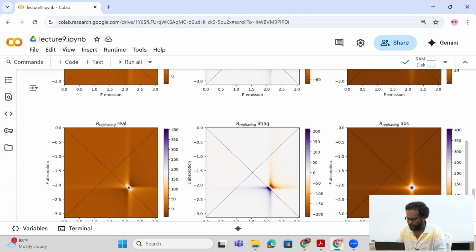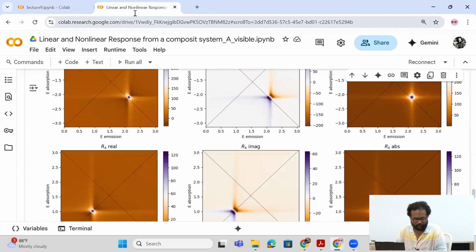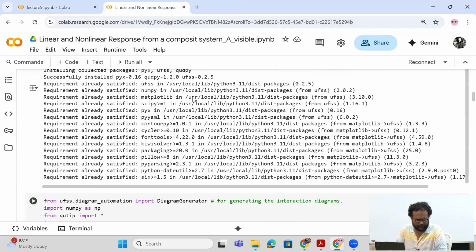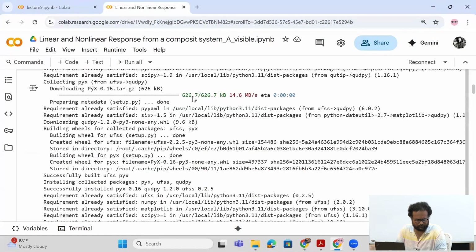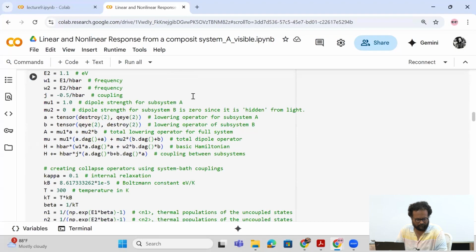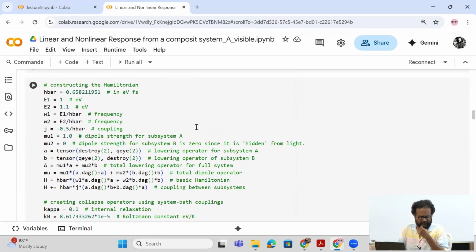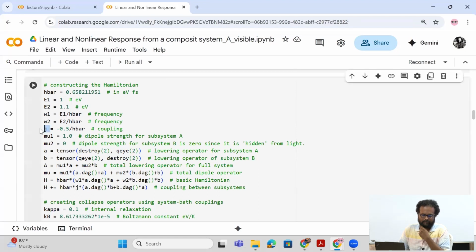Now I want to quickly go to something else. Here what I want to do, I'm going to change my system now. Now I consider two oscillators, E1 and E2. One is at 1 and the other is 1.1 electron volt. And here the two oscillators have some kind of coupling. And that coupling is negative, attractive coupling, minus 0.5.